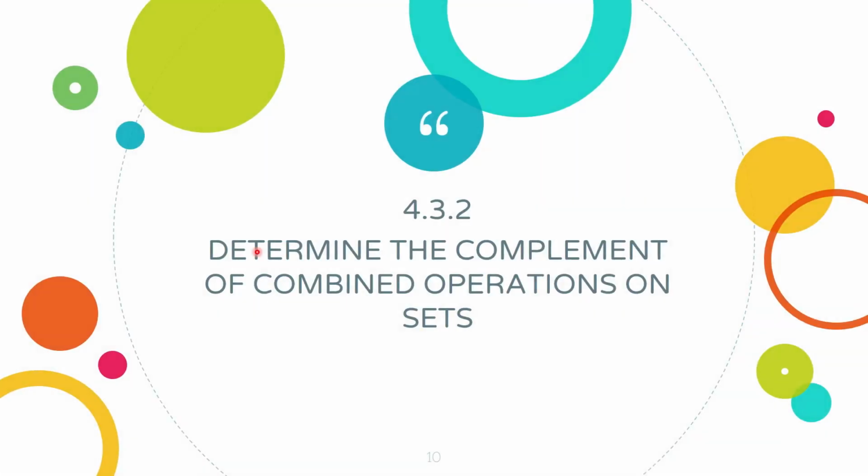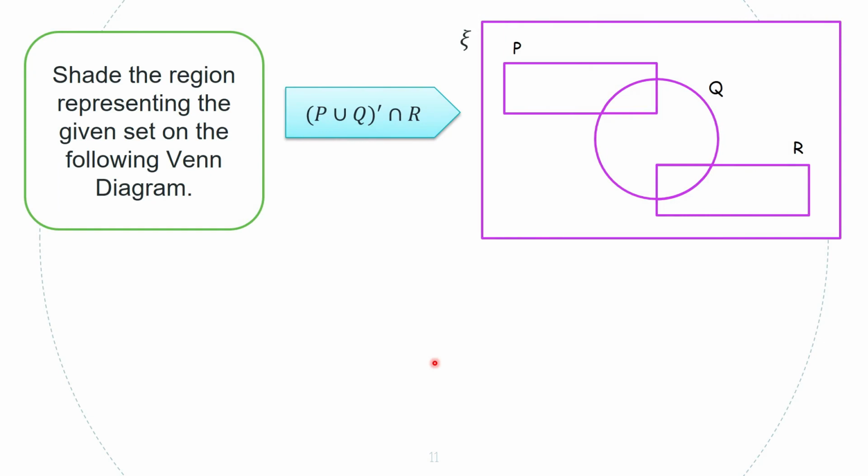Now we continue to another learning standard, which is 4.3.2. Determine the complement of the combined operation on sets. We already learned about the complement of intersection. Also, we already learned about the complement of the union. Now we take a look at the question. Shade the region representing the given set on the following Venn diagram. Okay, this is the question.